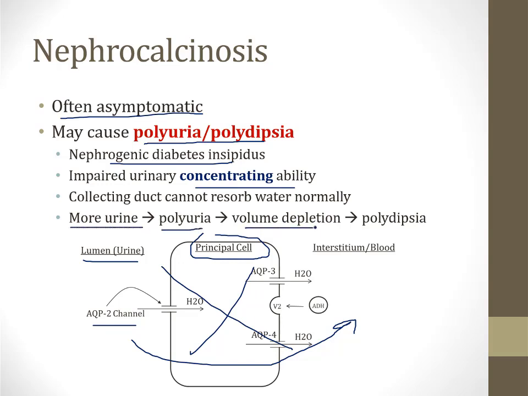This volume depletes the patient and makes them thirsty, and that leads to polydipsia. So in rare cases, nephrocalcinosis can lead to these symptoms, a variant of nephrogenic diabetes insipidus. And that concludes our video on pathologic calcification.